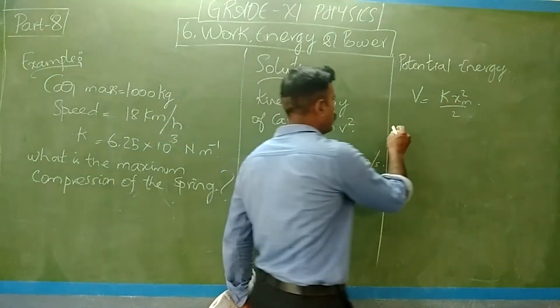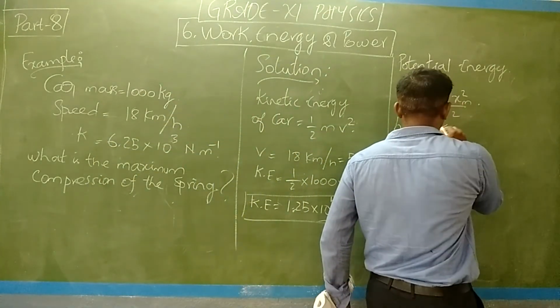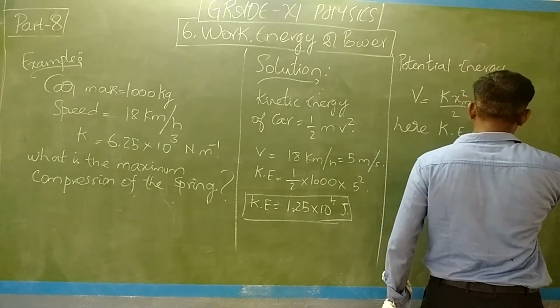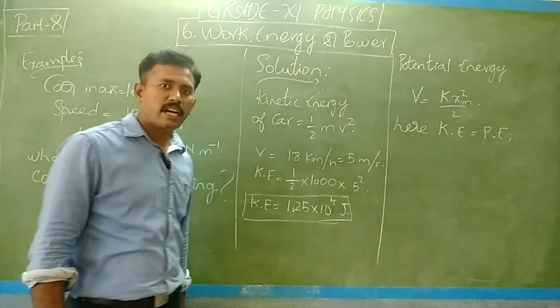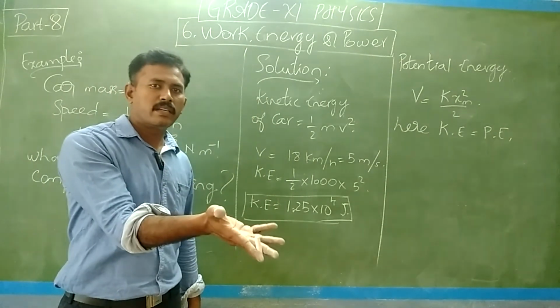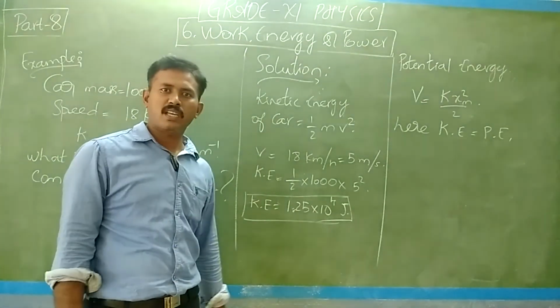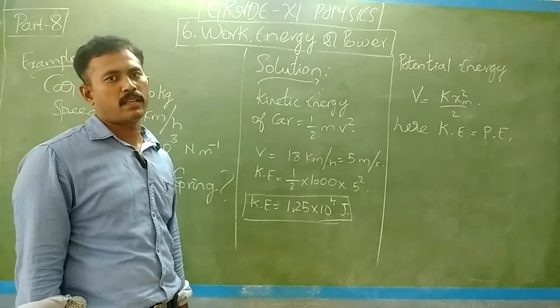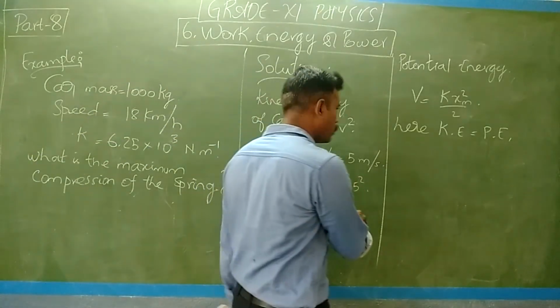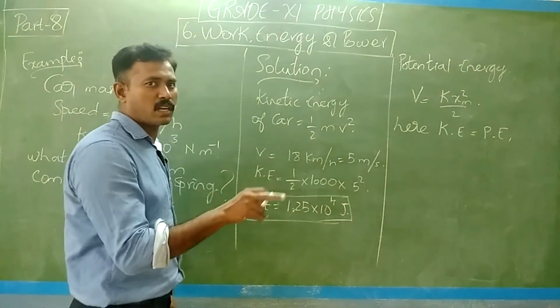So here K equal to potential energy. After hitting, the kinetic energy is directly converted into potential energy due to the spring. All the energy is stored in the spring. So the kinetic energy value you can relate it to potential energy.